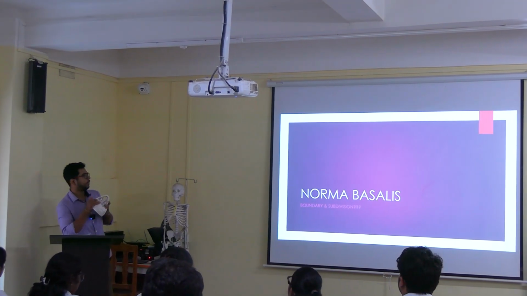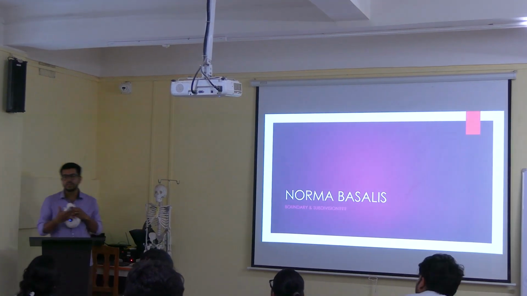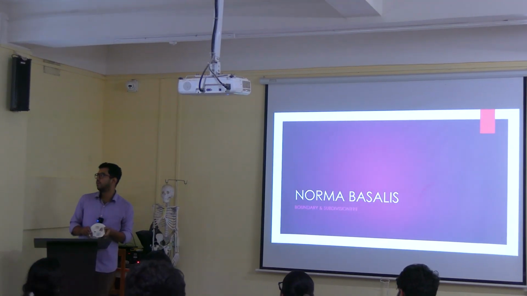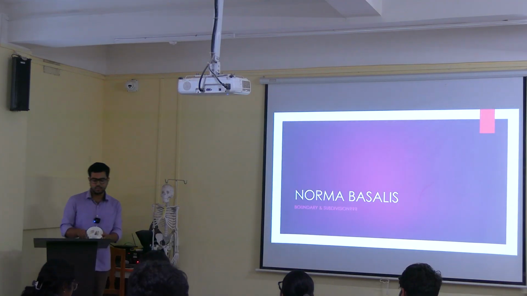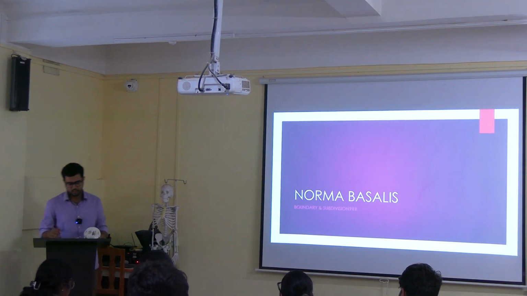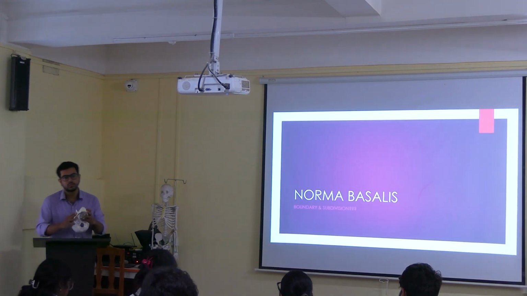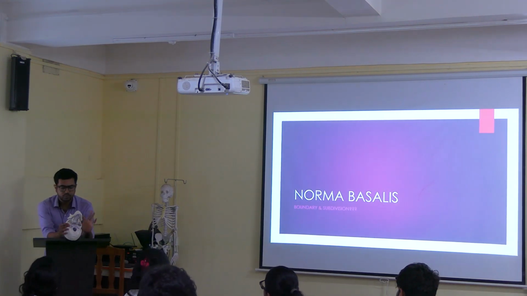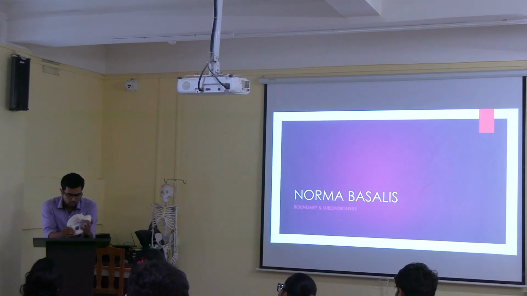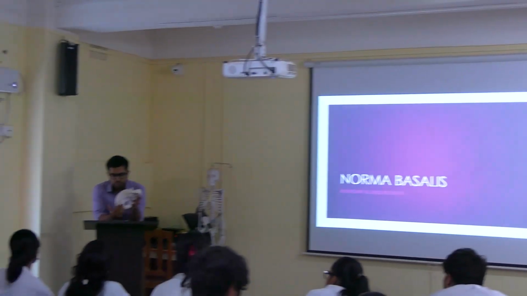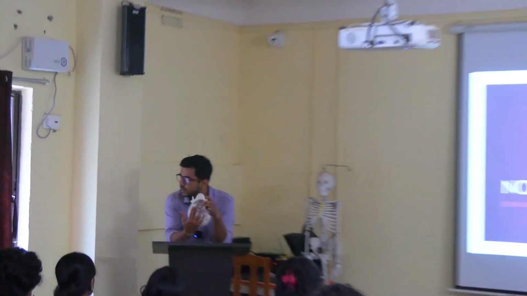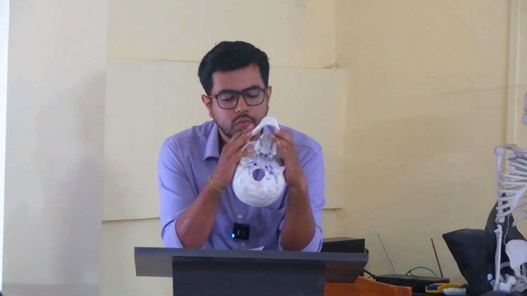Now, this is the Norma Basalis. There are Norma verticalis, lateralis, frontalis, occipitalis. Our topic for today is Norma Basalis, kind of the hardest part of the skull. So, from the inferior aspect, we see this skull bone, this whole thing.